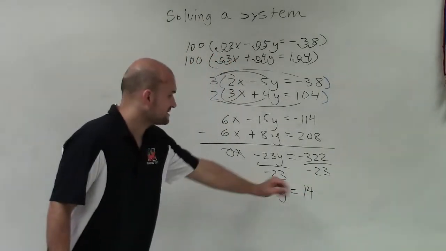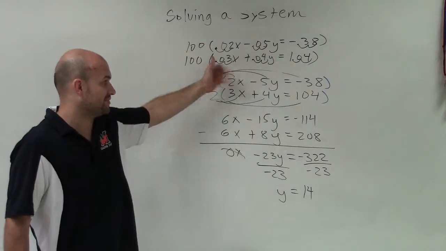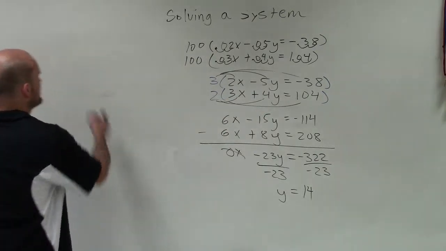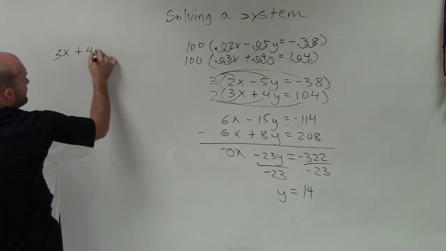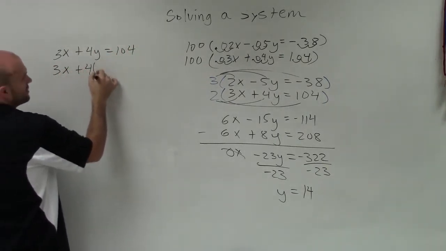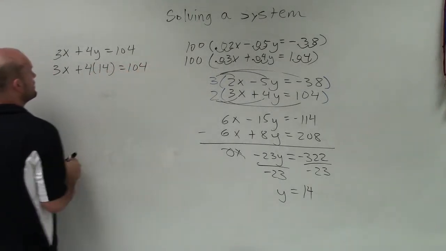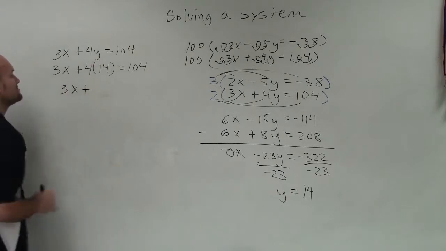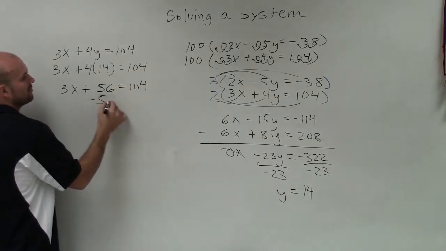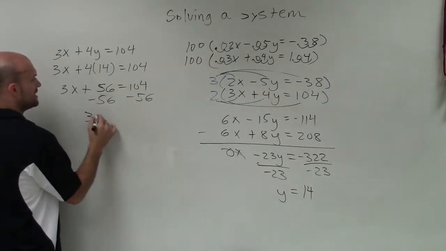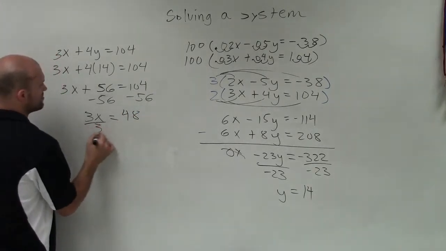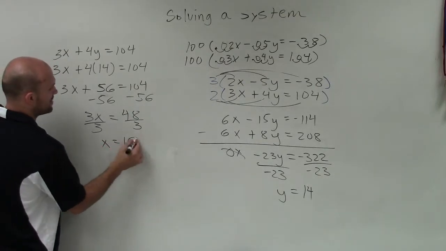All right, now that I know 14 is my answer for y, I need to find the value of x. I can plug it into either one of these equations, and I'll choose this one over here. So I have 3x plus 4y equals 104. Since y equals 14, I say 3x plus 4 times 14 equals 104. 4 times 14 is 56, so 3x plus 56 equals 104. Now I solve my one-step equation. 3x equals 104 minus 56, which is 48. Divide by 3, and x equals positive 16.